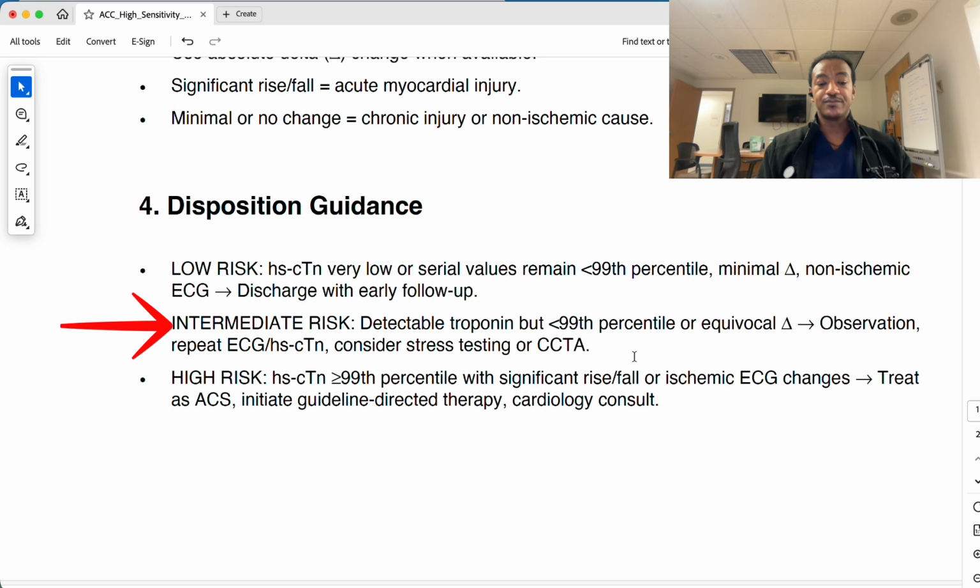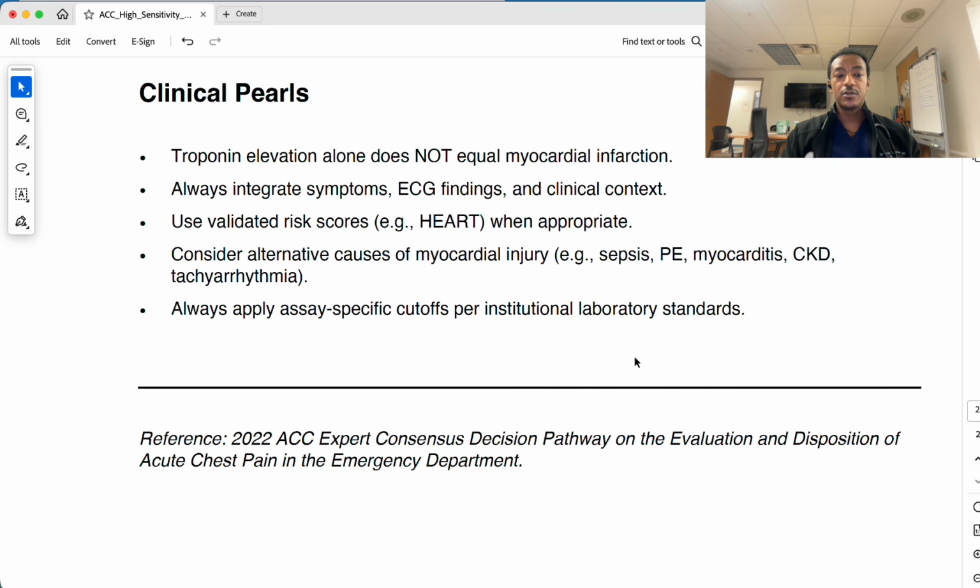High-risk patients are those with high sensitivity troponin above the 99th percentile, or a significant delta at 1 hour or 2 hours, or those with ischemic EKG changes. These patients are considered high risk. These patients have myocardial injury, which could be from myocardial infarction, and they need to be admitted and managed with further workup.